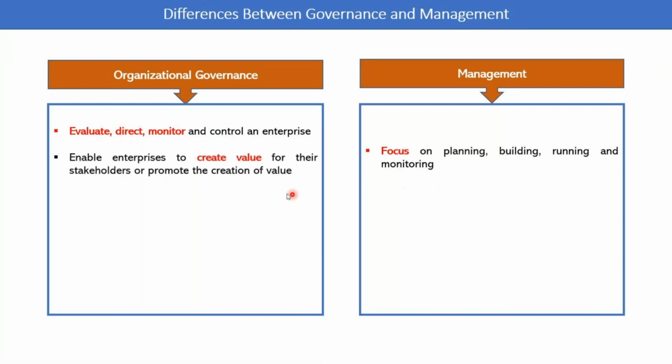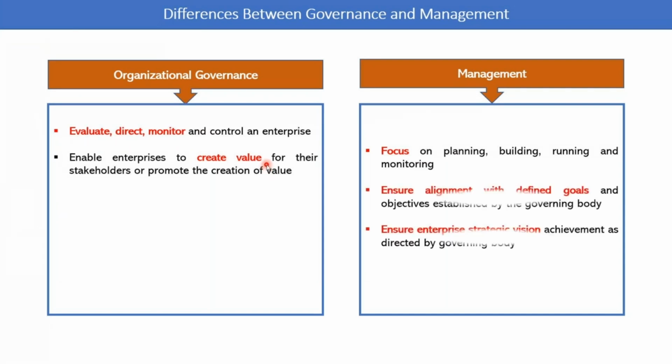Organizational governance enables the enterprise to create value for its stakeholders, or promotes the creation of value. Stakeholders are any individuals related to the organization. They can be internal, the staff, or external, which is vendors or third party suppliers. Management ensures alignment with defined goals and objectives established by the governing body, and ensures achievement of the enterprise strategic vision as directed by the governing body.